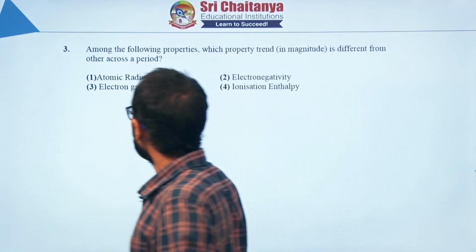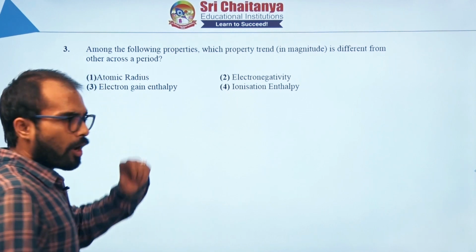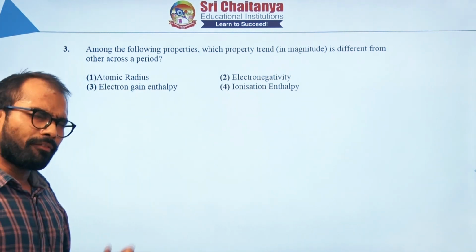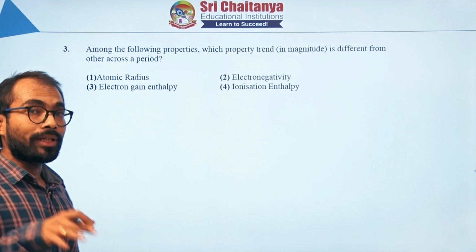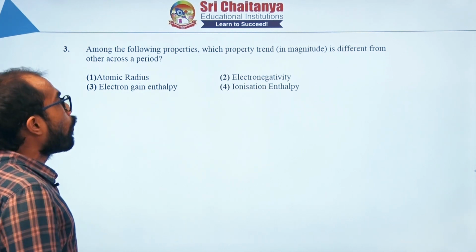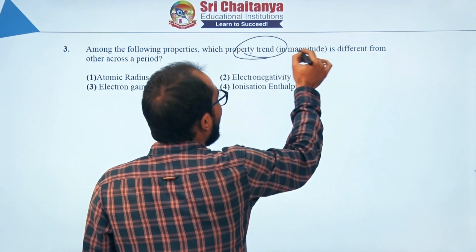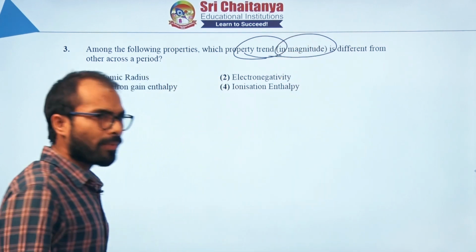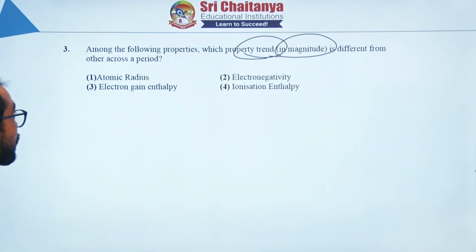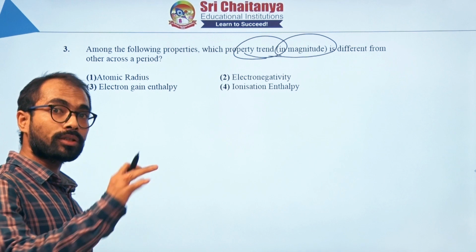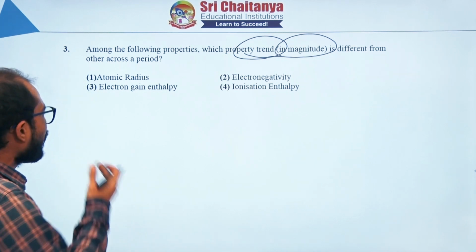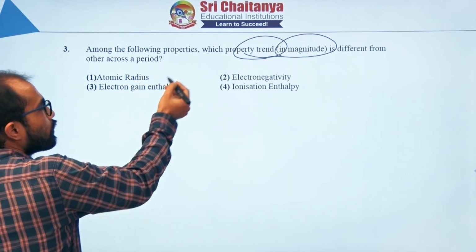The next question is again from periodic properties, again a very basic question. You must know the trends. They are asking which property trend, and they are asking about the magnitude. Please mind the keyword magnitude. It is different from the others across a period. So it is very easy and very basic.